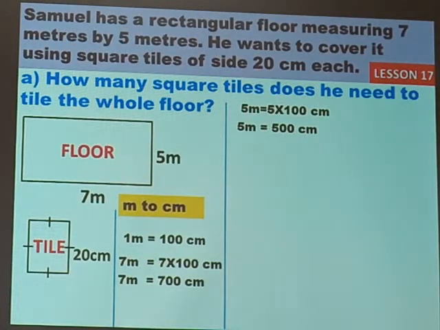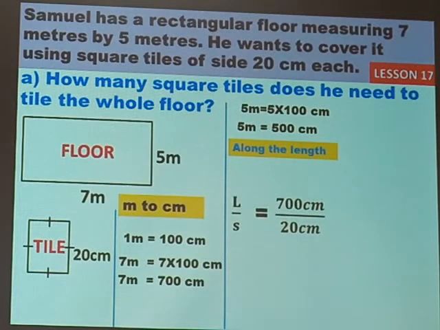So we need to find out now how many tiles can fit along the length of the floor. How many tiles shall we have there? Who remembers the formula we used? This time it may change a little bit. It's going to be the length of the floor divided by the side of the tile. The length of our floor is 700 centimeters divided by 20 centimeters. I think we are seeing that clearly.